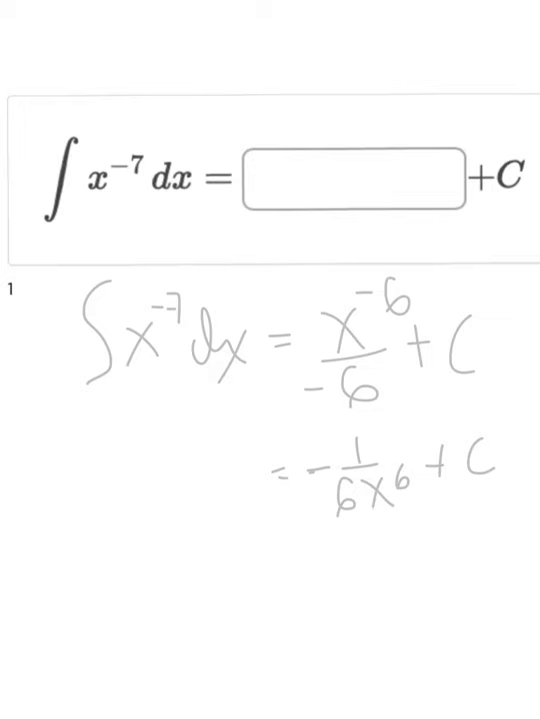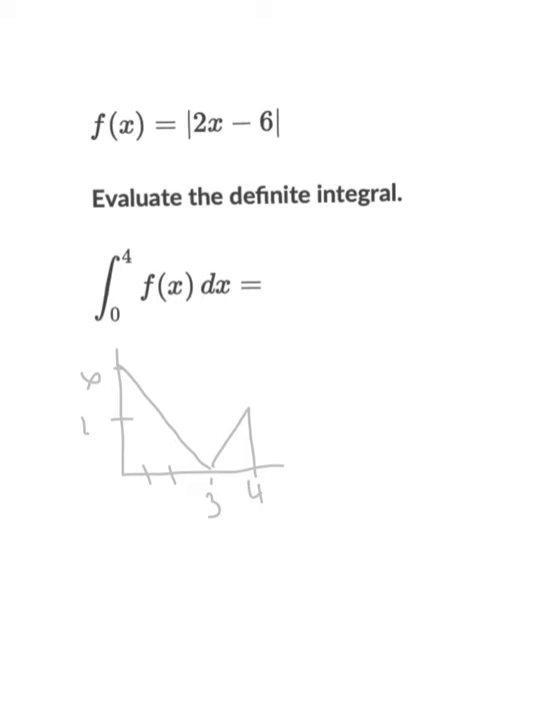Question 7 was the straightforward power rule in reverse. And so you just got to remember to go up. It went up from -7 to -6. So x to the -6 over -6. And a preferred form would be this form right here.